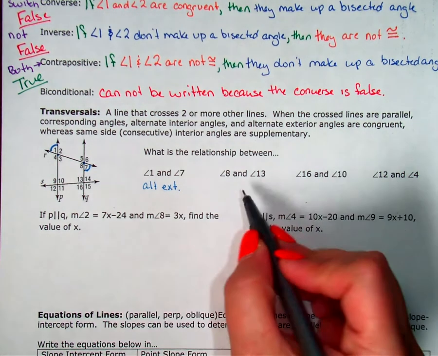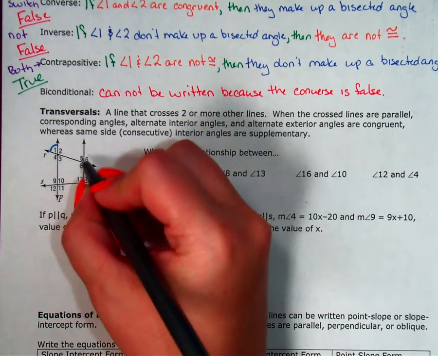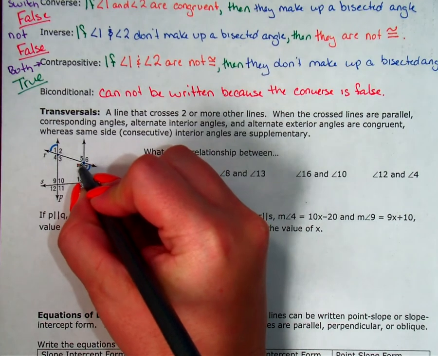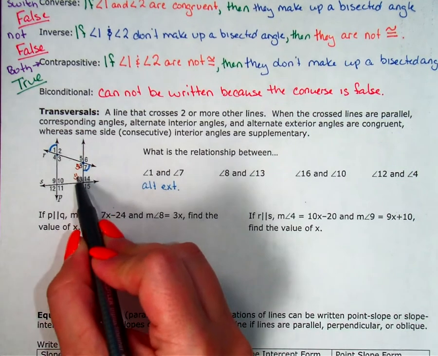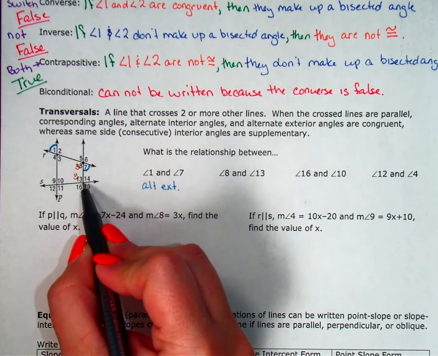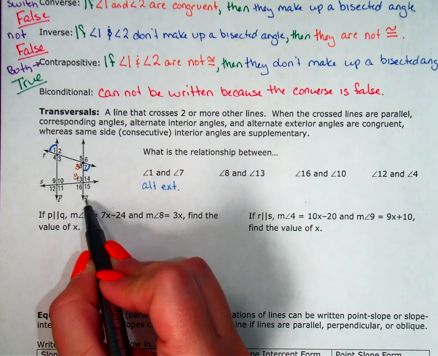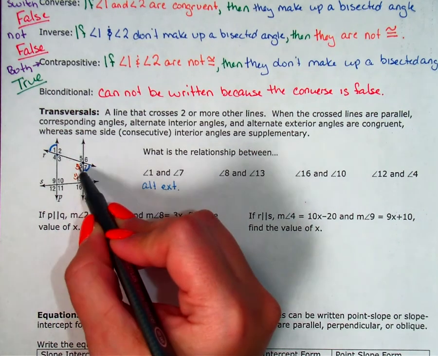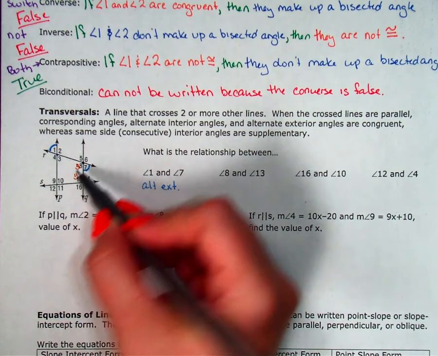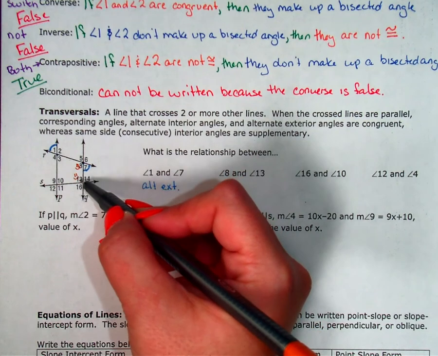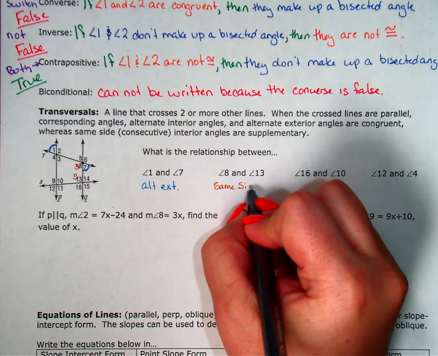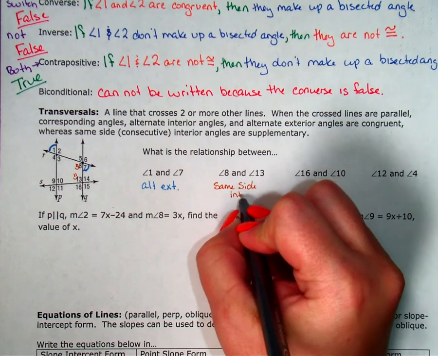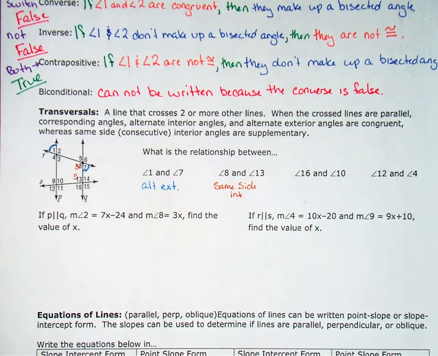Okay, 8 and 13, if I look at 8 and 13, that's this one and this one, put little smiley faces. So those smiley faces, to get from one to the other, I'd have to travel on line Q. So I can tell that they're on the same side of line Q. They're inside lines R and S. So they are same side interior, sometimes called consecutive interior.